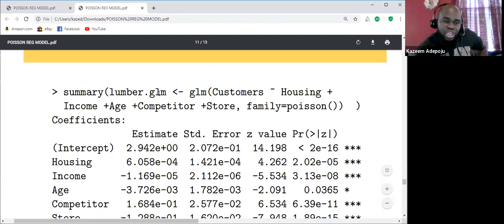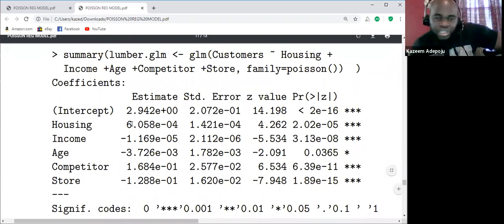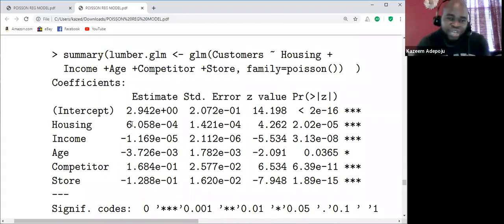lumba.glm. You don't necessarily need to write this; it's just the name of the model. You can use anything here, but it's just glm. Then don't forget to write Poisson, and look at what we have. This is the output. Can you see the output now? This is more appropriate than running a linear model. So what I'm teaching right now is just the log-linear model in R, which is a Poisson regression model in R.